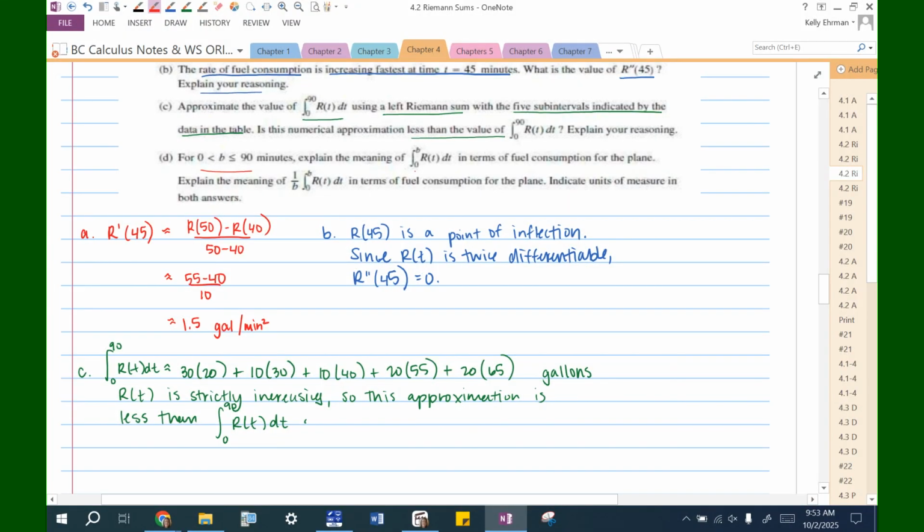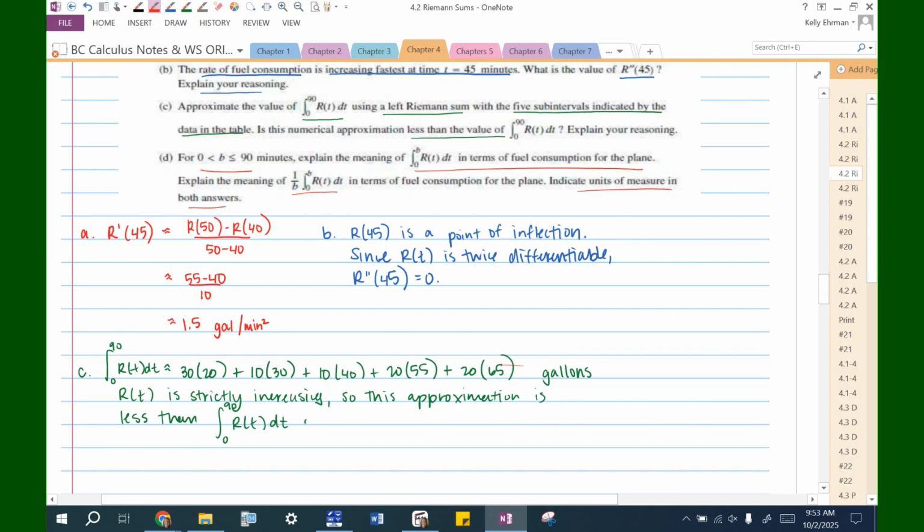For 0 to 90, explain the meaning of the integral from 0 to b in terms of fuel consumption for the plane. Explain the meaning of 1 over b times the integral from 0 to b of R of t dt in terms of fuel consumption for the plane. Indicate units of measure in both answers. So I kind of did the first part in part C by labeling this.